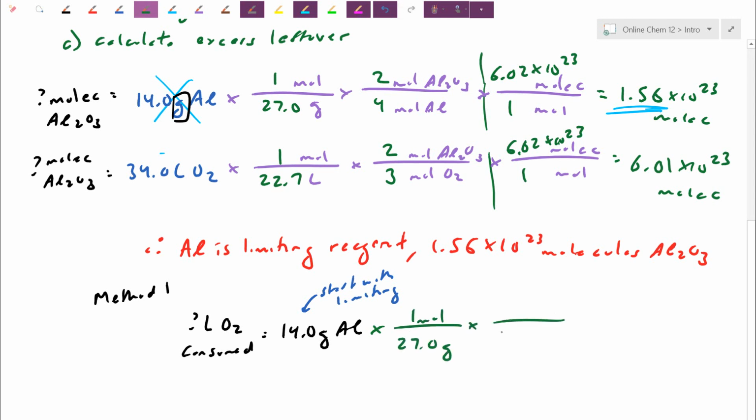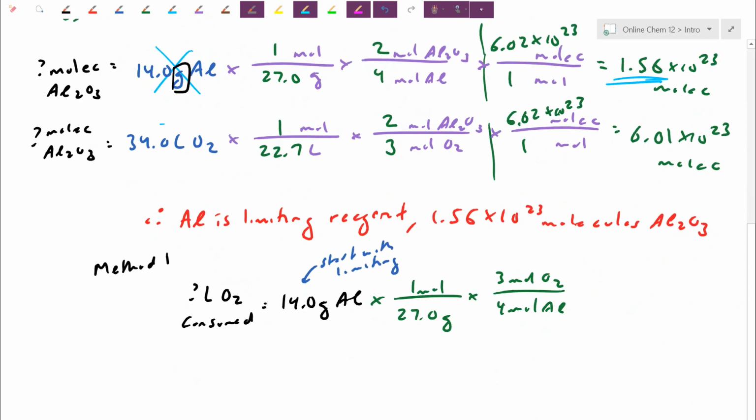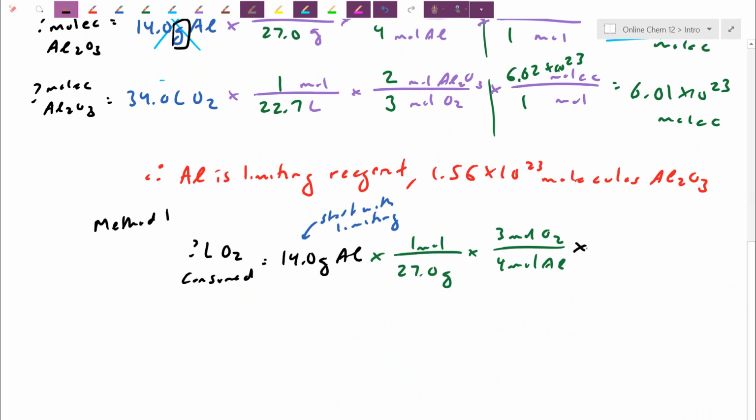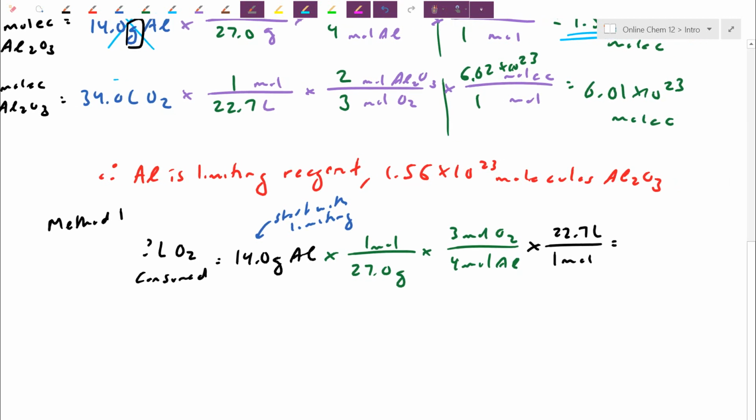But this time, for every 4 moles of aluminum, I'm just going to jump over to oxygen. So the nice thing about the mole ratio is it doesn't just give me a link between reactants and products, it gives me a link between reactants and reactants as well. So 4 and 3 there. Because oxygen is a gas at STP, 1 mole is going to be 22.7 liters. Crunch your way through. 14 divided by 27 times 3 over 4 times 22.7 gives me 8.83 liters that you actually use up.